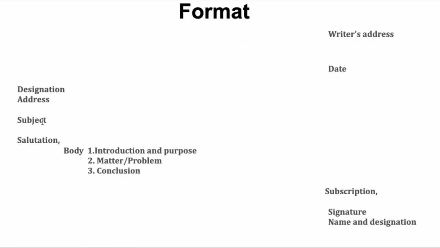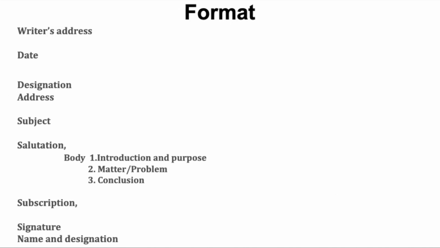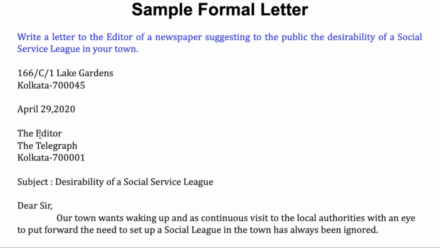So here I told you about the designation. This is the format. Since I'm writing this letter to the editor, I've written the editor followed by the address of the newspaper agency where I'm writing this letter to, and then the subject. You have to be very precise looking at the topic. So the subject is something related to the desirability of a social service league. After this I have left a line, then you start with the salutation, Dear Sir, comma.